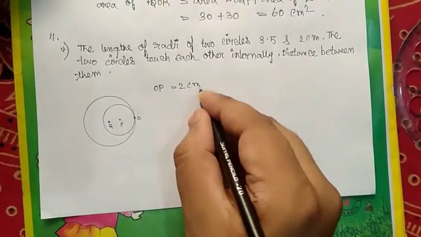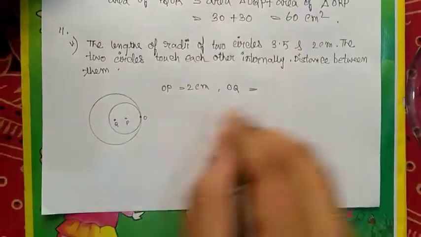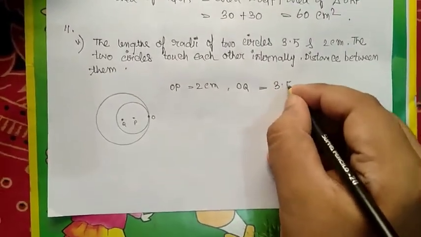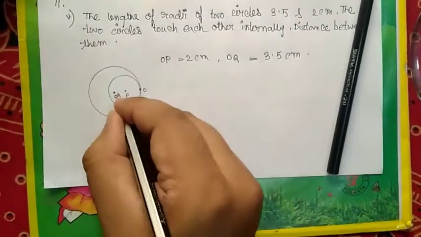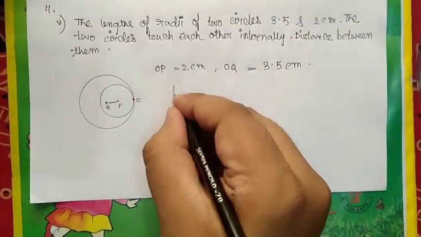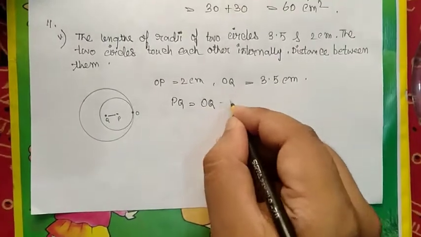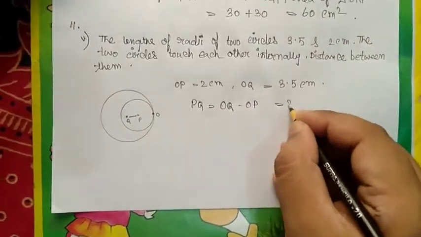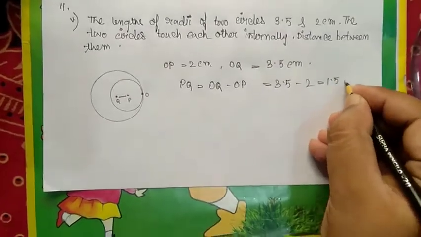So therefore OP equal to 2 centimeter and OQ equal to 3.5 centimeter. So we have to find this distance. PQ equal to OQ minus OP equal to 3.5 minus 2 equal to 1.5 centimeter. So this is the answer.